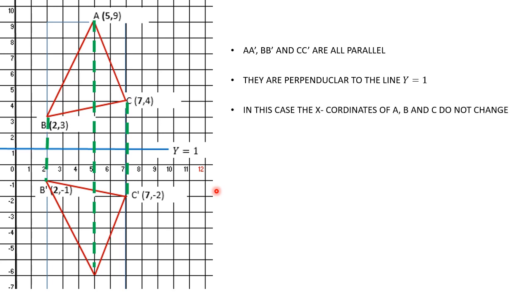Another thing to consider is that the x coordinates in the triangle ABC do not change. In the point A, the x coordinate was 5, and even here the x coordinate is 5. The x coordinate for B was 2. It's also 2 here in B prime. The same case for C. The x coordinate was 7, and it's also 7. So they don't change. The reason is because our middle line is horizontal. That means a point A, when reflected, A prime goes just below, not to the right or to the left of the point A. So it's just below. Just the same case for B and C. That will not be the case when we are reflecting points using a middle line that's not horizontal.